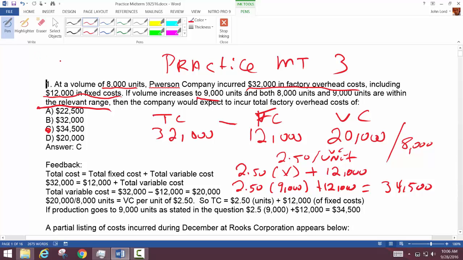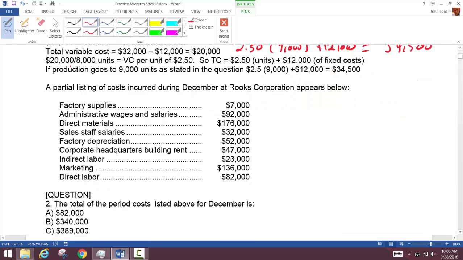Let's take a look at this one, and then after this one, I'm going to turn it over and start asking for some volunteers on some of these. Which ones are the period costs here? How about administrative wages and salary? How about factory supplies? No. How about administrative salaries and wages? Yep, got to pick that up, so I'm going to pick up the 92,000. Good. How about direct materials? No. How about sales staff salaries? Yeah, right.